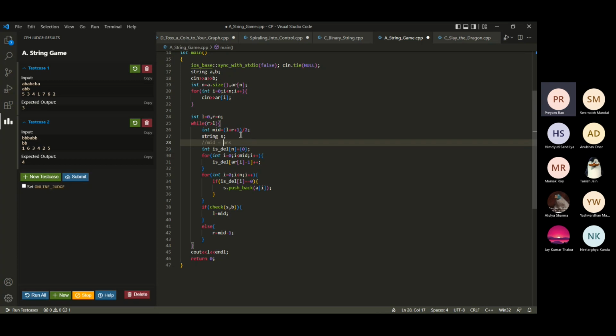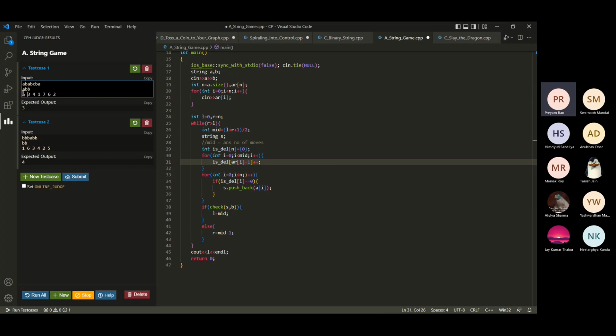Mid is essentially the answer, or the number of moves. We'll go from 0 up to the number of moves, right? So if there are 5 moves, then we'll go up to the 5th index. Now in this array, let's say we are checking for 3. We'll notice that the first, second, and third elements, that is the 5th element, the 3rd element, and the 4th element, have been deleted, right?